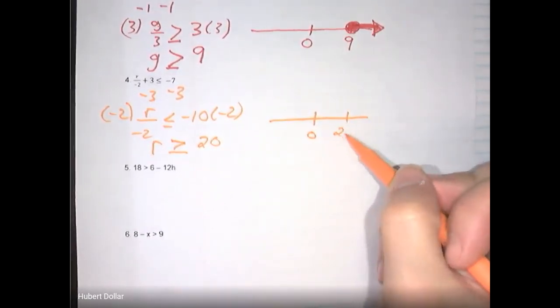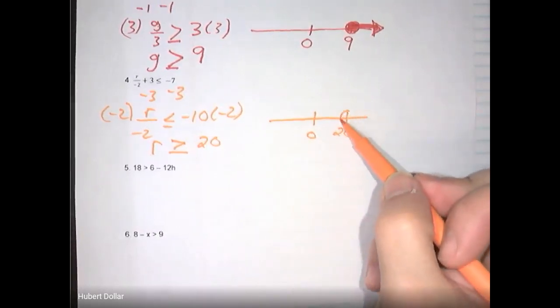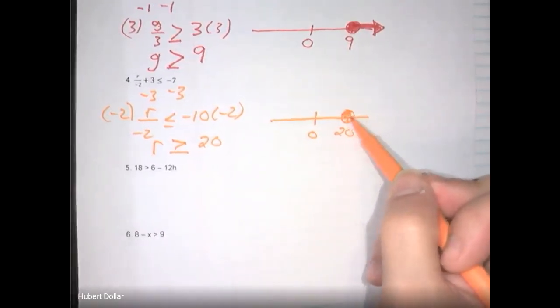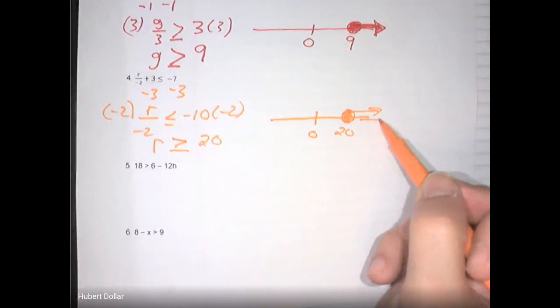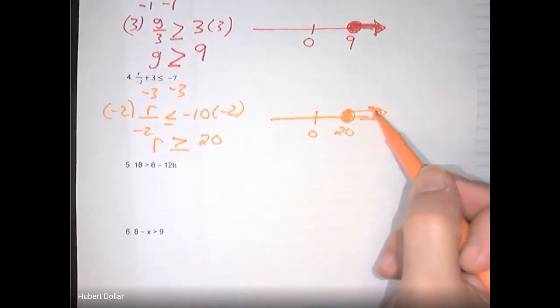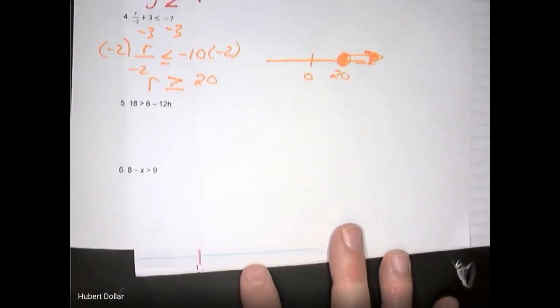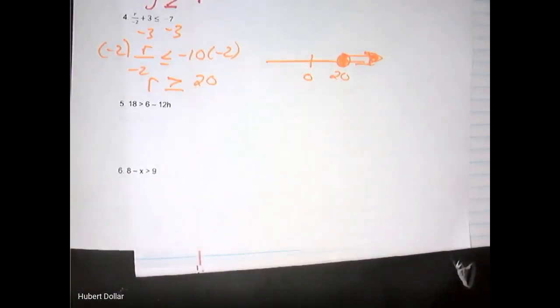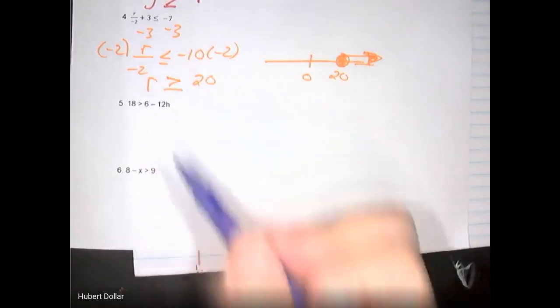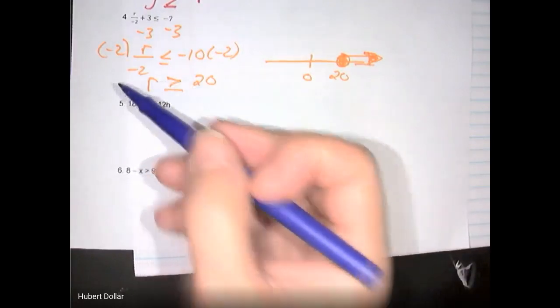0. 20 is to the right of 0. We circle it, we shade it in, and we move it to the right where greater than is. Now, all of our problems will not go to the right. It just seems that I selected a bunch of problems that went to the right. Some of them will go to the left if the inequality sign goes to the left.